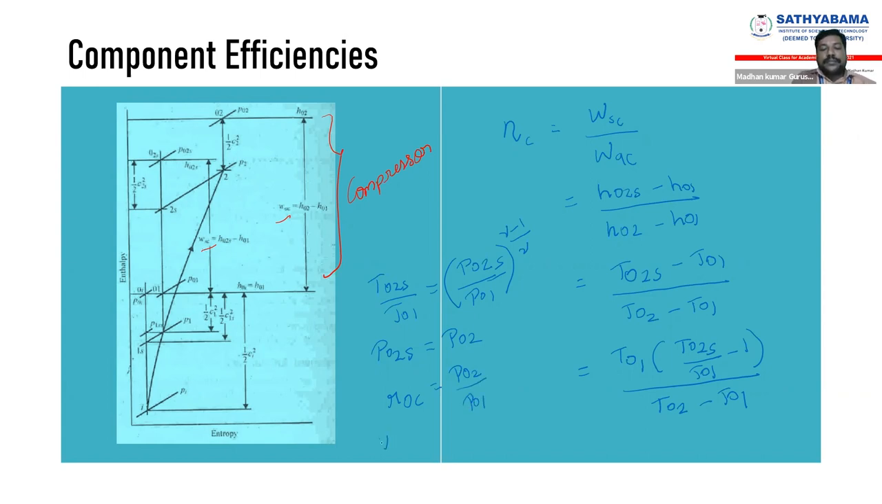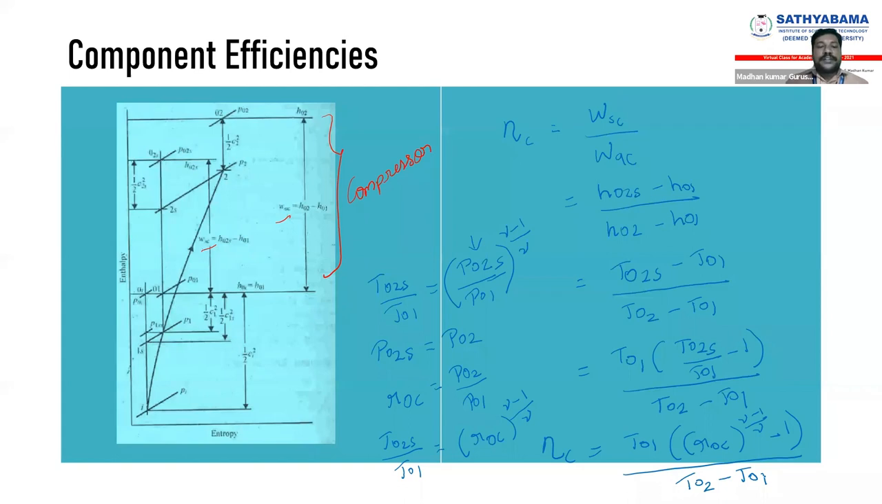Now we can write this T02S by T01 as what? R0C. R0C is nothing but the compressor pressure ratio. You are just replacing this term with the compressor pressure ratio whole to the power of gamma minus 1 by gamma. Now you are substituting the formula into this, and we get R0C to the power of gamma minus 1 divided by gamma, minus 1, whole divided by T02 by T01 minus 1. So this is the compressor efficiency of the engine. For any jet engine, this is the compressor efficiency formula.